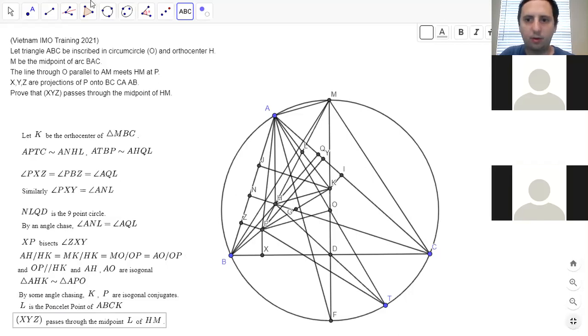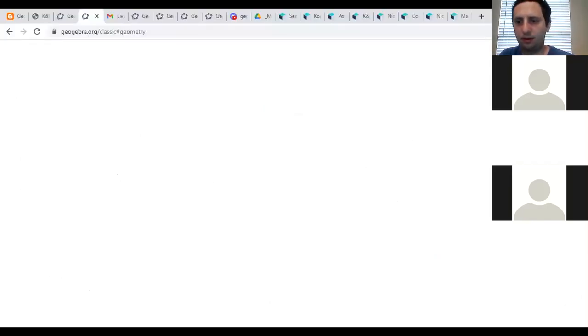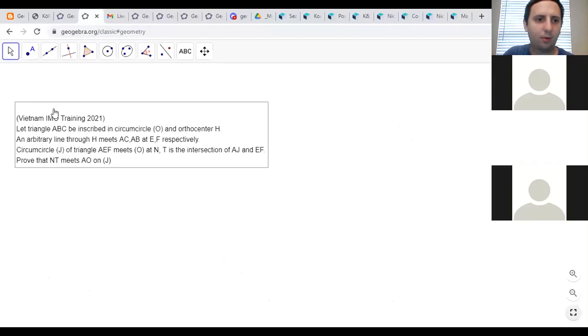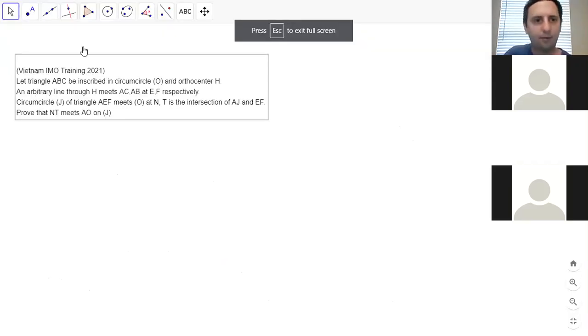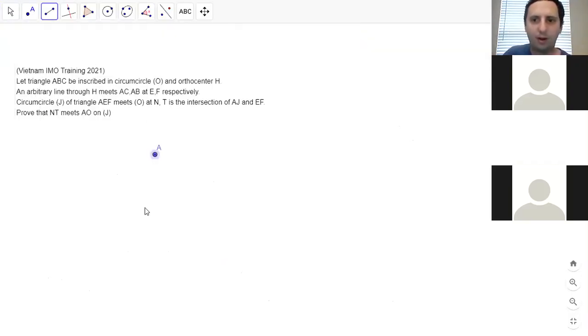I will move on to the next problem. Yeah, similar quadrilaterals are hard. Oh yeah, I love similar quads.